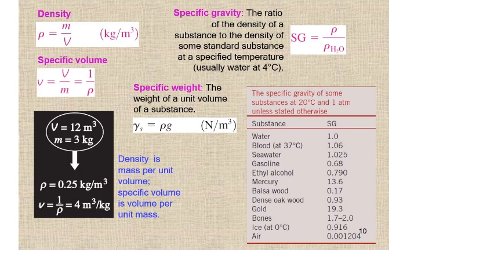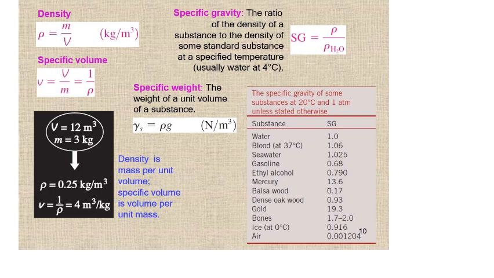So here we have specific volume. We just studied what specific properties are. Volume is an extensive property. If you divide it by mass, it becomes a specific property. So specific volume is inversely proportional to density. We can say it is equal to 1 over density.